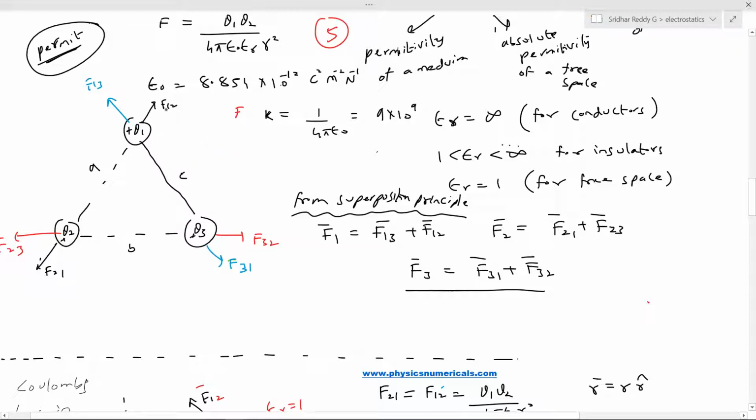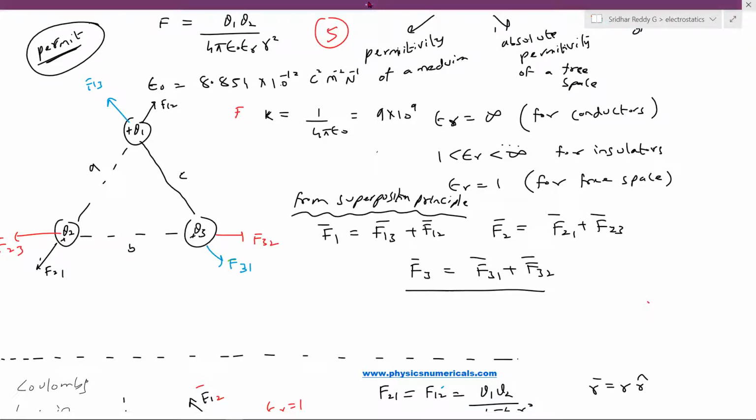Getting this? So the force of interaction between 1 and 2 is independent of the third point charge. Similarly, the force of interaction between 2 and 3 is independent of this one. That means F32 is independent of Q1. F32 depends upon Q2 and Q3, that's all. Let me write the data.